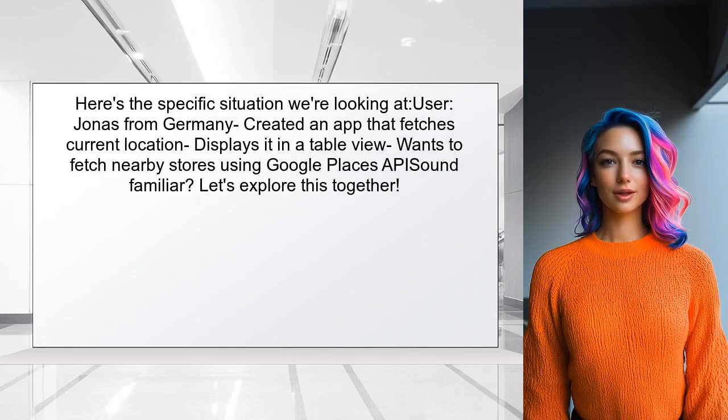Here's the specific situation we're looking at. A user named Jonas from Germany has successfully created an app that fetches their current location and displays it in a table view. Now he wants to know how to fetch a list of nearby stores using the Google Places API and display them in a list format. Sound familiar? Let's explore this together.